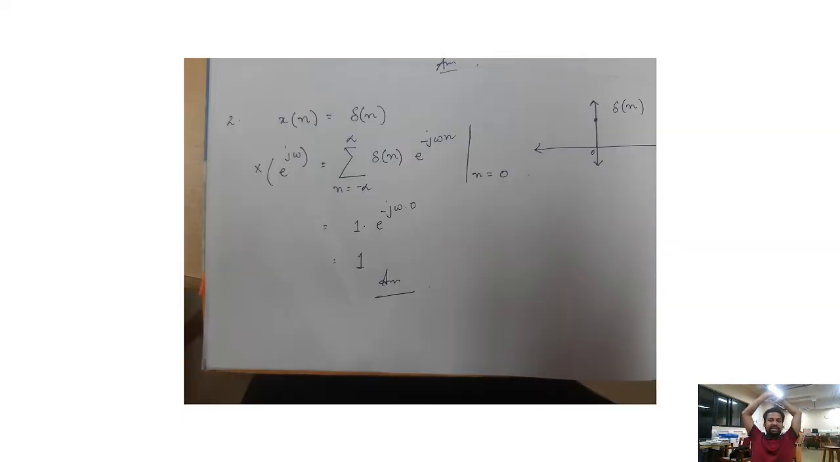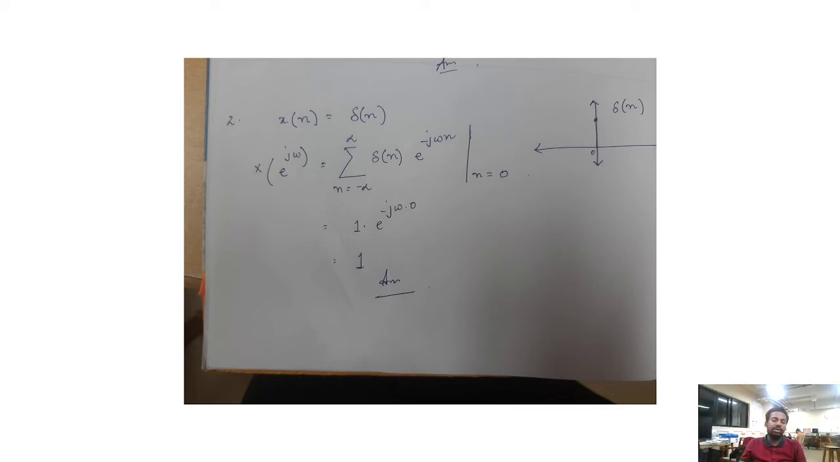Next, let us consider a delta function. And we all understand that this entire class is about discrete signals. So for an impulse function, that is delta of n, the value is 1 at n equal to 0, a constant value of 1, and it is 0 elsewhere.